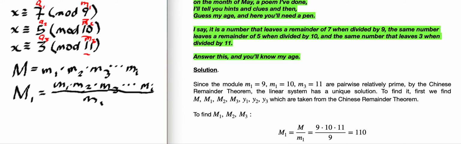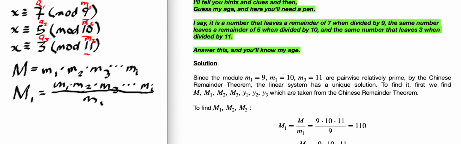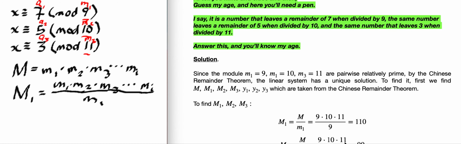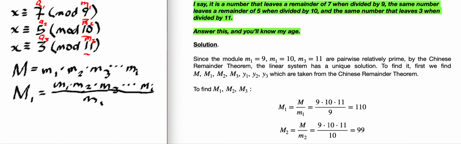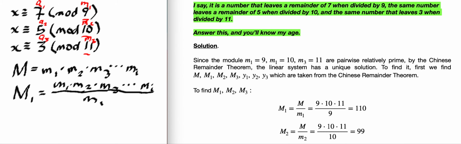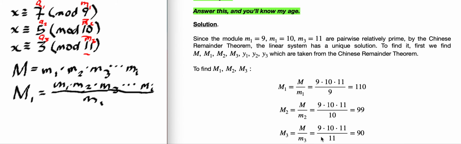So we're going to do the same with M sub 2. M sub 2 will be 9 times 10 times 11, cancel the 10, so what we have is 99. M sub 3 will also be the same, 9 times 10 times 11, cancel the 11, so we have 9 times 10, which is 90. So this is the value of M sub 1, M sub 2, and M sub 3. Okay, so we will be taking note of that.